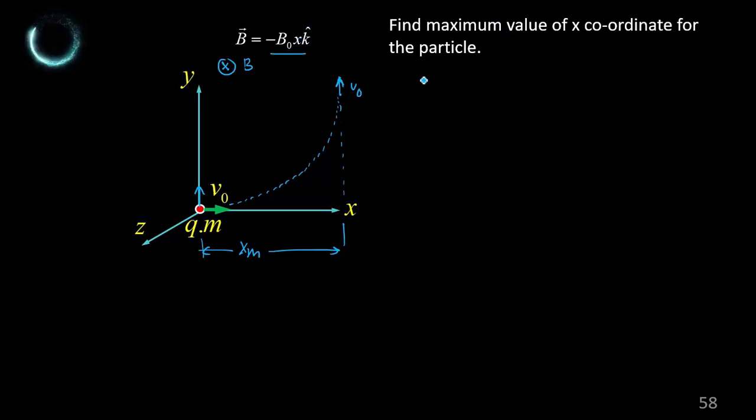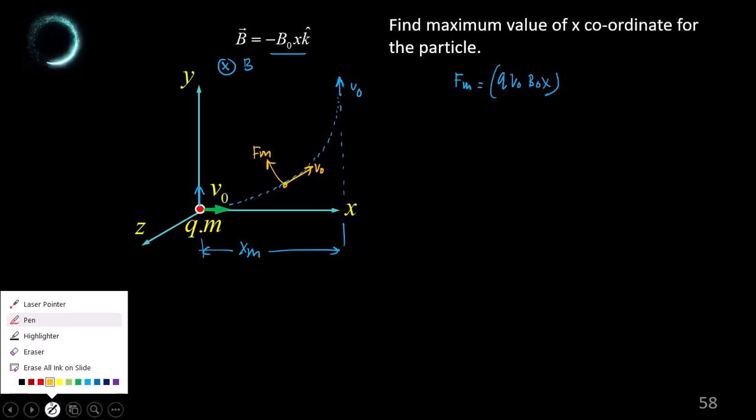At any instant, if I project the particle with a velocity v naught, can I say the magnetic force acting on the particle is equal to q into v naught into B naught into x? That is the force acting. That component of force is always perpendicular to the direction of the velocity. Let's say at any instant the velocity is in this direction with a magnitude of v naught, and at that instant the magnetic force is in this direction, Fm.